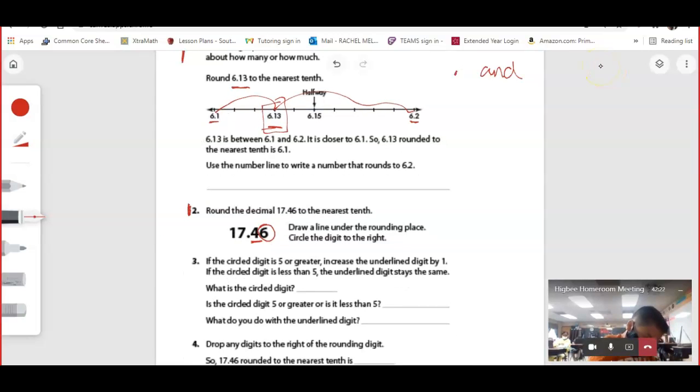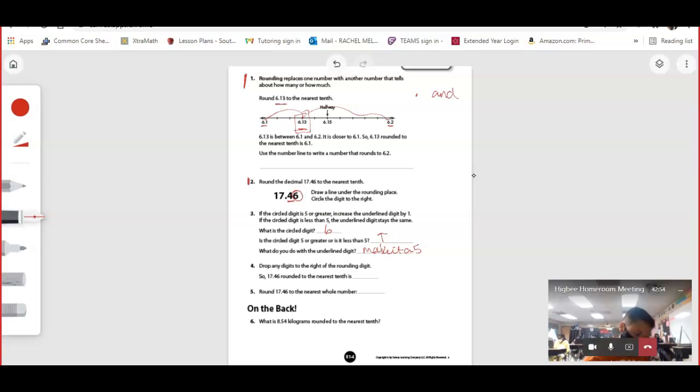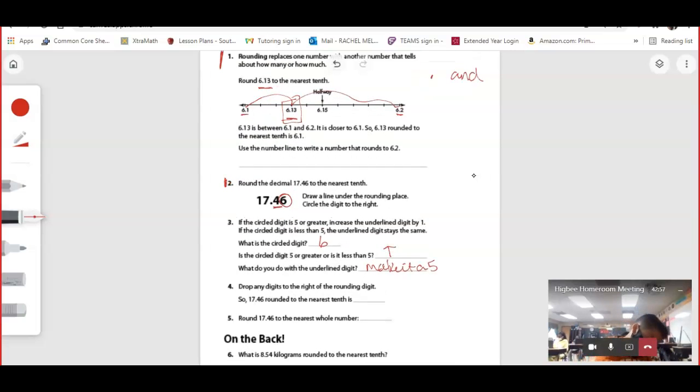So what is the circled digit, everybody? 6, good. Is the circled digit 5 or more or less than 5? 5 or more. Okay, so what do we do with the underlined digit then? Make it a 5. Good, yeah. Make it a 5. Okay, this is just walking you through it. Okay, so then it says drop any digits to the right. Okay, so then that would be a 17 and 5/10, right?